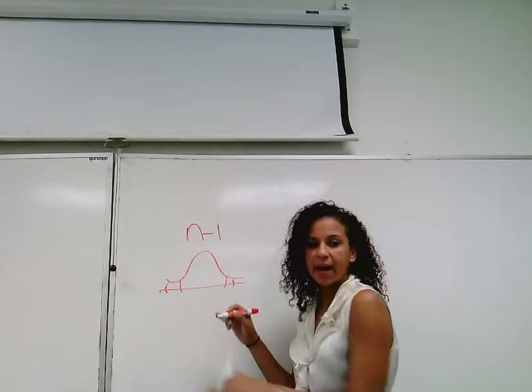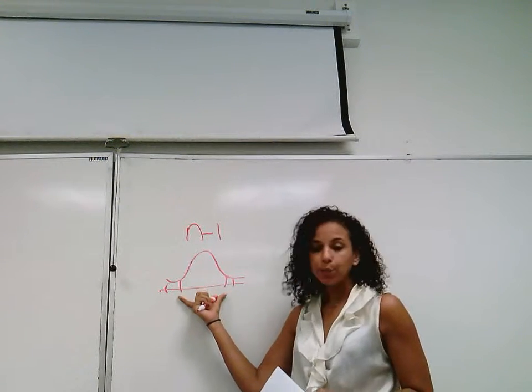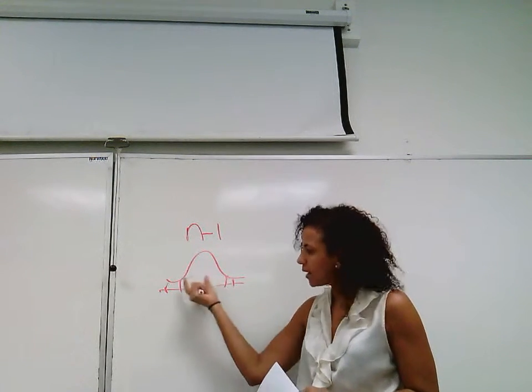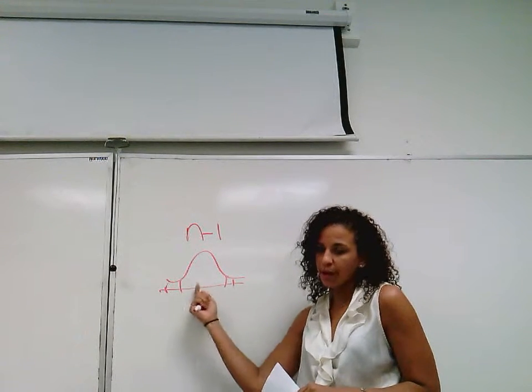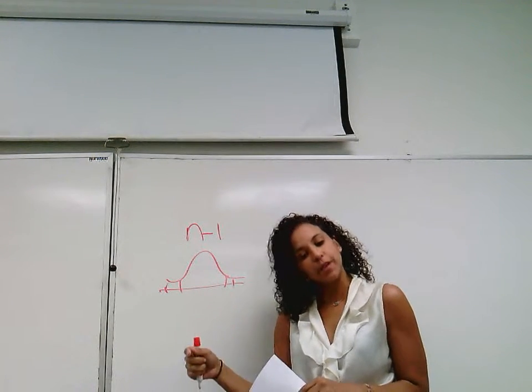But when I go to a 99% confidence interval, I am losing my precision, meaning I'm not going to be as exact. I've got a larger range, but I am gaining confidence, okay?